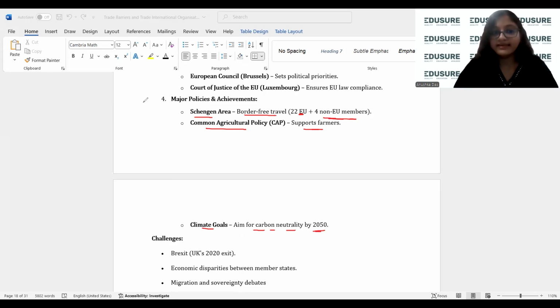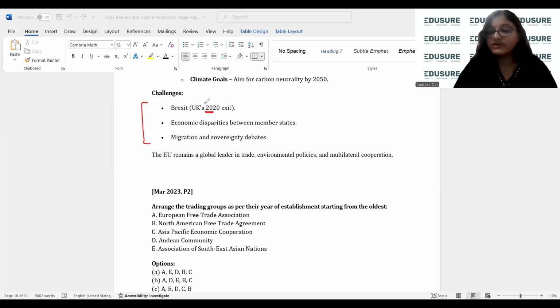What are the challenges? Brexit, which happened in 2020. The UK's exit from the European Union, known as Brexit, was the major challenge. There is also economic disparity between member countries, migration, and sovereignty debates. So they are also some challenges. But still, in spite of these challenges, it remains a global leader in trade, environmental policies, and multilateral cooperation. Right, so this is all about the European Union.